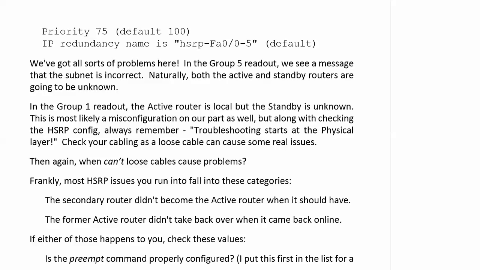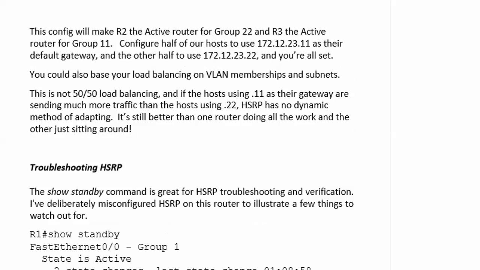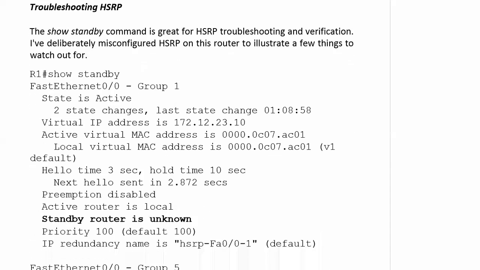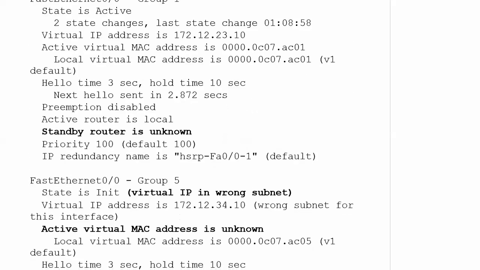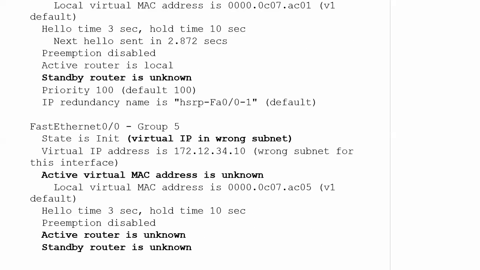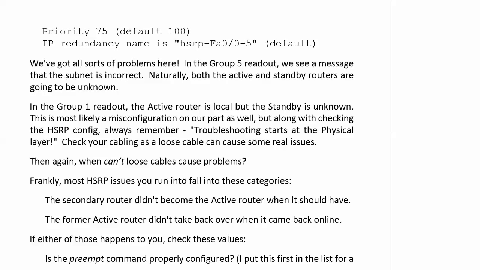And it may even still be showing up as connected. Your cables are going to look like they're connected with your show commands. But then when you tighten them, it's like, oh, look, the line protocol came up or such and such came up. Most HSRP issues, and I know I ran a lot by you there, so we'll swim through here again. But when you start seeing stuff like standby router is unknown, virtual IP, wrong subnet for this interface, you just need to go back and check that config again. Group number could be one number off, but there it's obviously an IP addressing problem.